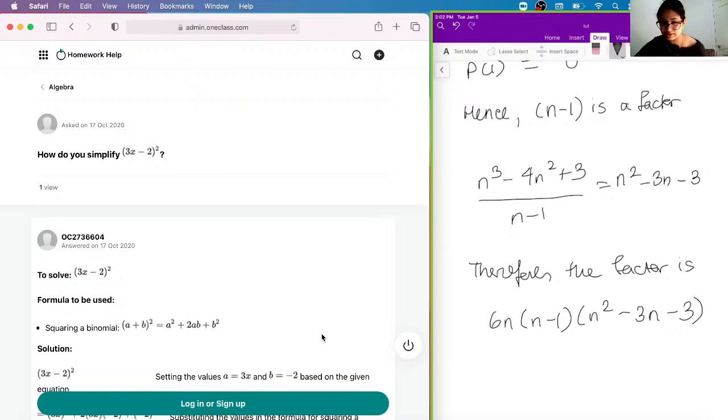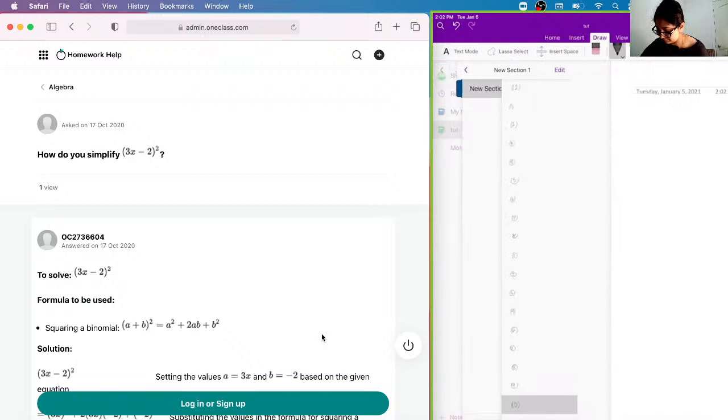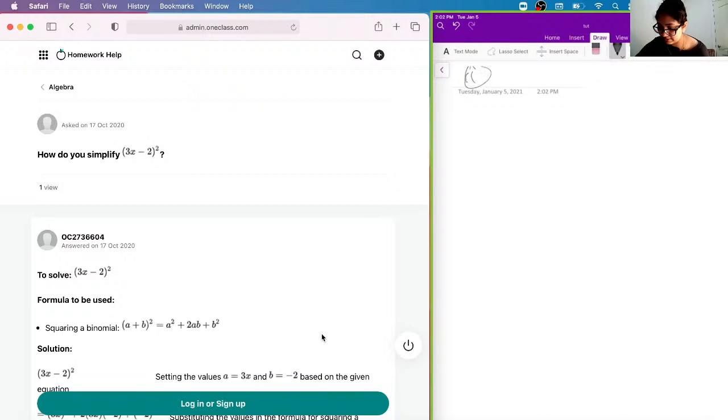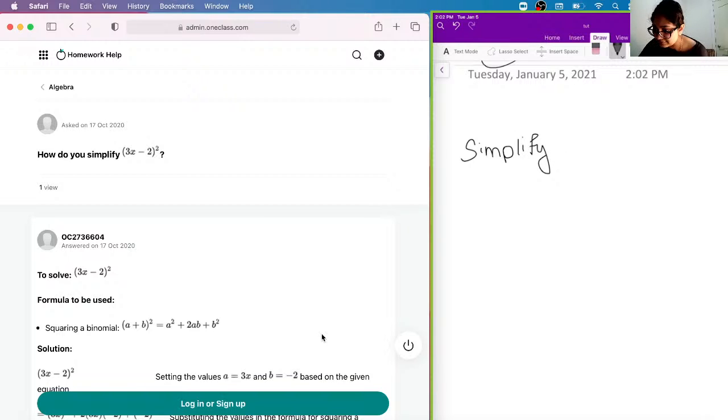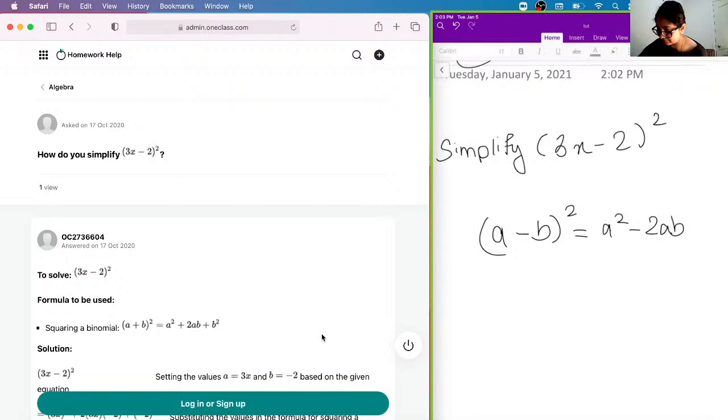Okay, so our next question here says, how do you simplify 3x minus 2 squared? Okay, so this is squaring a binomial, and if you guys can recall, this looks like a minus b squared, where this is equal to a squared minus 2ab plus b squared.